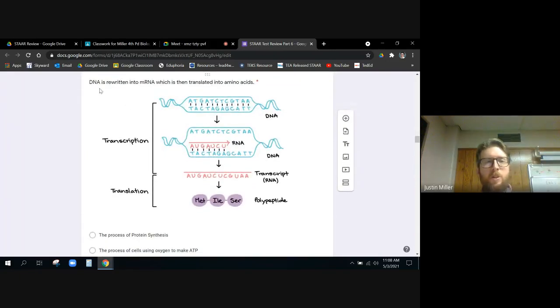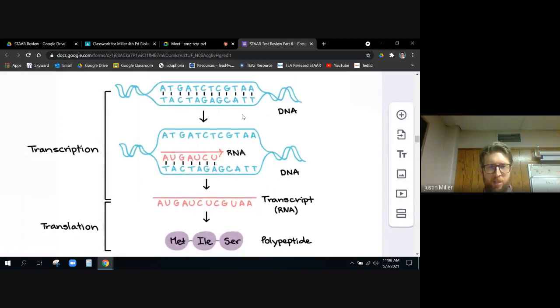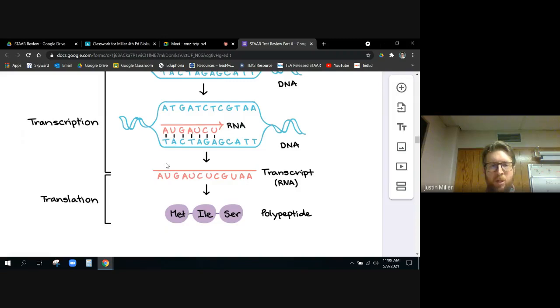All right, DNA is rewritten into mRNA, which is then translated into amino acids. So what is this whole process that's happening here? DNA, double-stranded GCAT, is being rewritten into a single strand of GCAU, or RNA. And then we use that single-stranded RNA to make amino acids like these 3 amino acids here, 1, 2, 3, which then get linked together like a chain to make a larger structure that we call a protein.